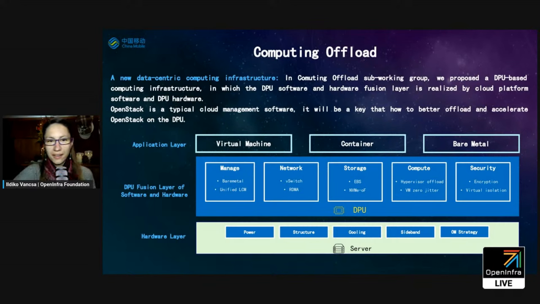This is very exciting. I always get super excited about hardware acceleration. I'm curious though if you can tell us a little bit about how China Mobile is handling the challenges of the software and hardware coupling between the DPU and the cloud platforms.